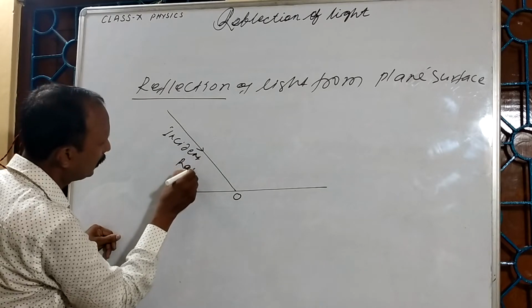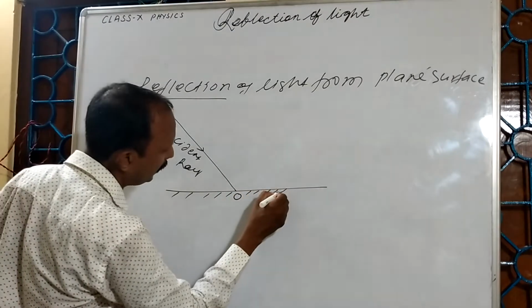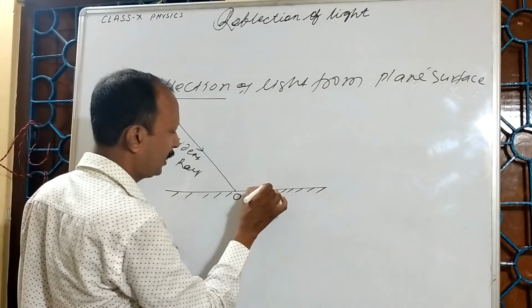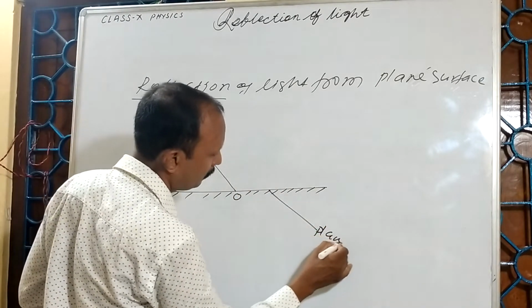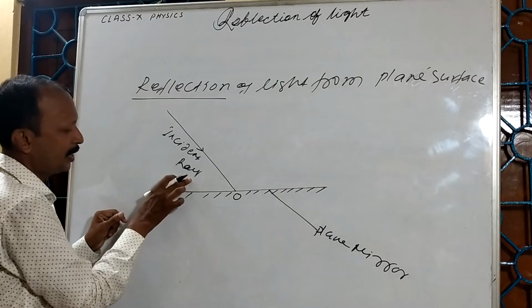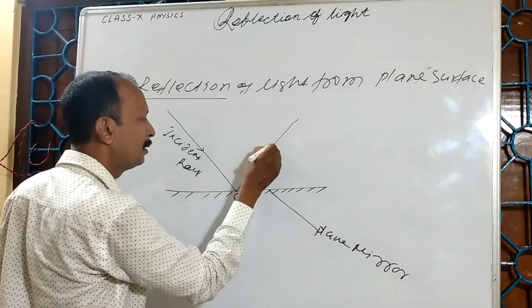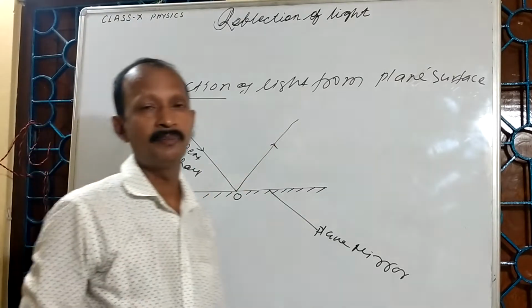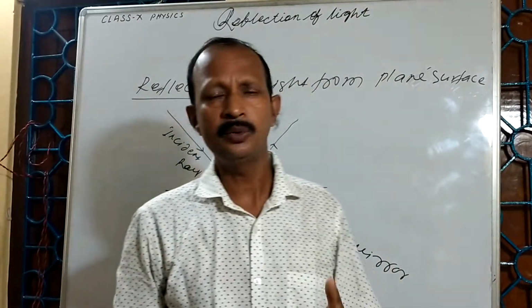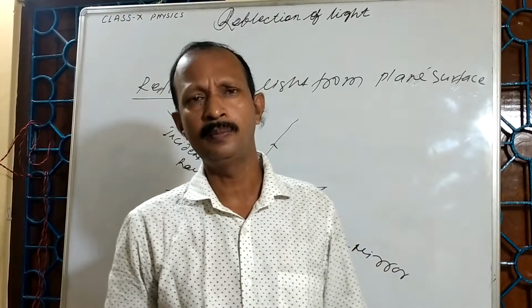incident ray. Suppose this is a plane mirror. This oblique line represents the backside of the plane mirror. So this is the reflecting surface, and this one is the plane mirror. Now suppose a ray is incident at this point. After incidence, it sends the light rays back into the same medium. This is what is called reflection, the process in which a light ray is sent back into the medium from which it fell on the surface of an object.